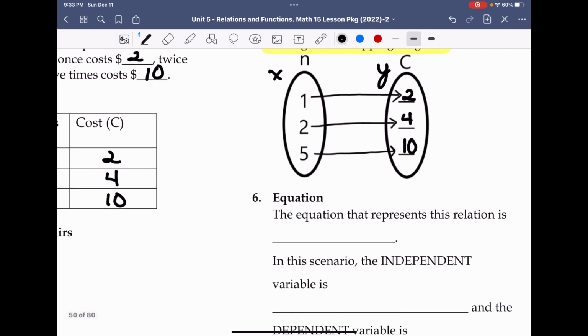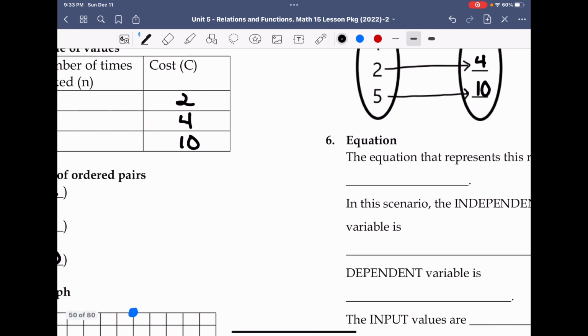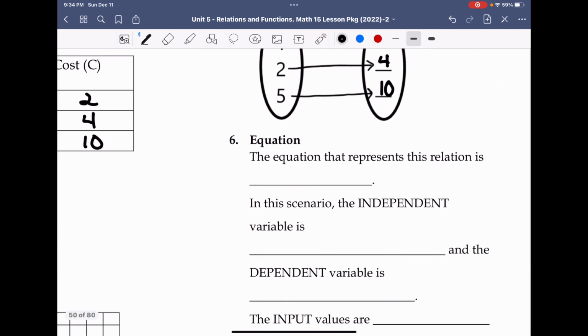Okay, equation. An equation that represents this relation, well, we know that the change in cost every time was a change of 2. When we go from our first to our second to our third example, it was a change of 2, and then we saw a very exponential increase here, but that was because we went from 2 times parked to 5. So what we could do is say that between each number of times parked, or from 1 to 2 and 2 to 3, it changes by 2. Thus, we know that the rate of change is actually 2. So cost is equal to 2 times the number of times parked.